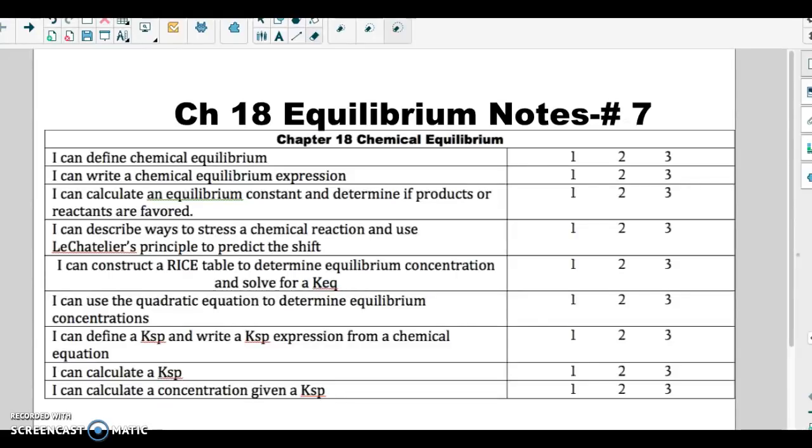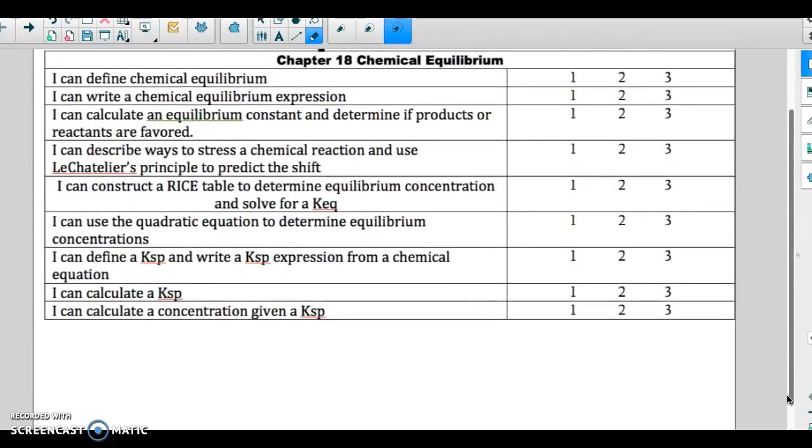Hey there, I wanted to talk to you guys about something called KSP today. If you look at our learning targets, we're talking about this target here, which is I can define a KSP and write the KSP expression. I can calculate it, and then I can also do a calculation of the concentration if I know KSP.